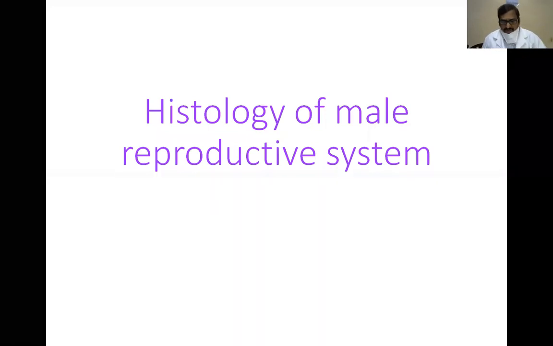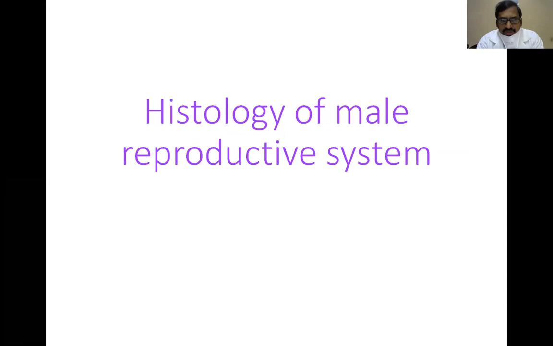Today we are going to discuss the male and female reproductive system. The histology of the male and female reproductive system is very important practically, to assess the cause of infertility in males and in females. For these two purposes, histology plays the most important role in detecting the cause of infertility. If there is infertility in a couple, you have to assess both partners, male and female.